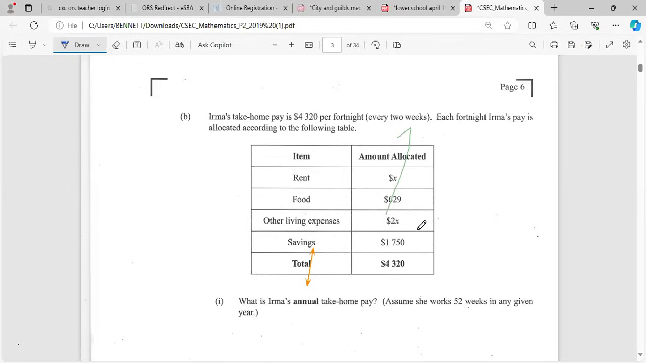All right. So it says, what is Irma's annual take-home pay? Assume she worked 52 weeks in any given year. So what we can do, we know the fortnight pay, right? We know that she's gonna get this every 2 weeks because they told us that. So we can use this. All we have to do, if she works 52 weeks, how many fortnights are in 52 weeks?